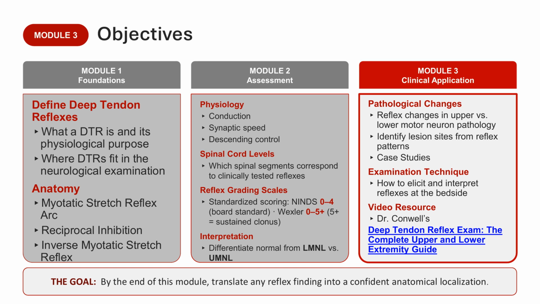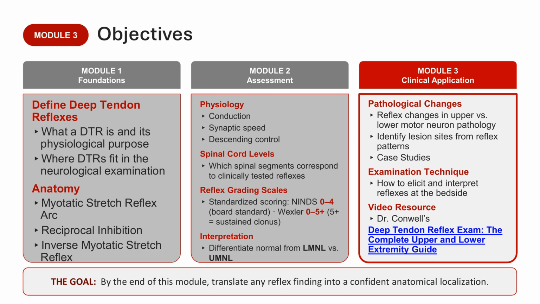Module 3 is where the science becomes the skill. We will study the neuropathology of the reflex, how and where the arc fails. We will contrast the upper and the lower motor neuron lesion until that distinction is second nature. And we will put the reflex hammer in your hand, the technique, the protocol, and the errors that mislead you.